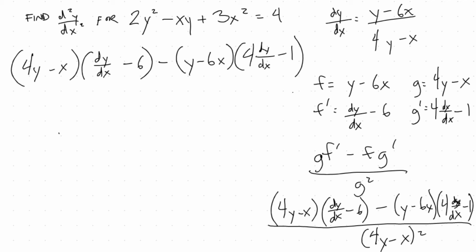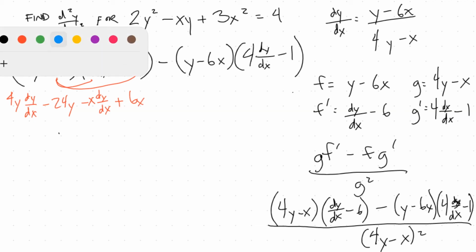All right, so the first thing I'm going to do is multiply 4y times dy dx. So that's going to give me 4y dy dx. Then 4y times negative 6 is going to give me negative 24y. Negative x times dy dx is going to give me negative x dy dx. And negative x times negative 6 is going to give me plus 6x.